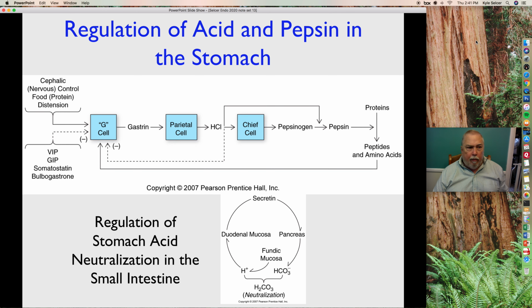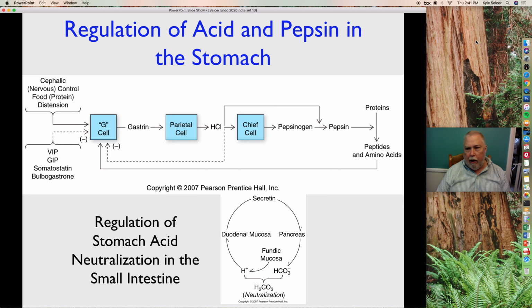All right, let's talk just for a minute. We're not going to go into this in great detail, but just for a minute, on how you regulate stomach acid and pepsin in the stomach. First, your brain knows that you're eating. It even knows when you're thinking about eating. And so there are higher brain centers that are going to control this. And then there's the distension of the stomach when you actually start eating.